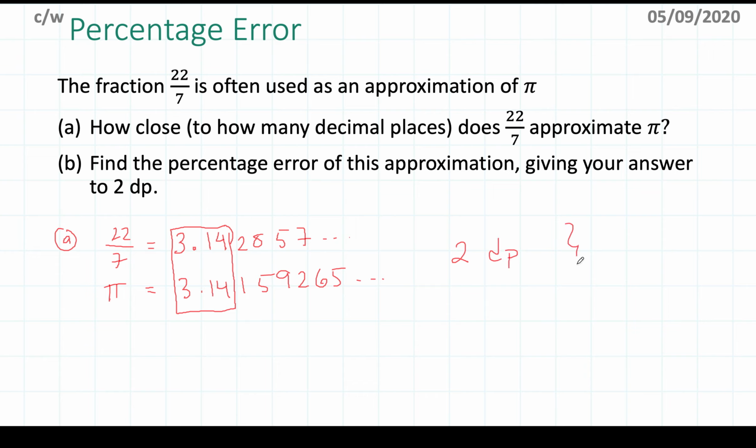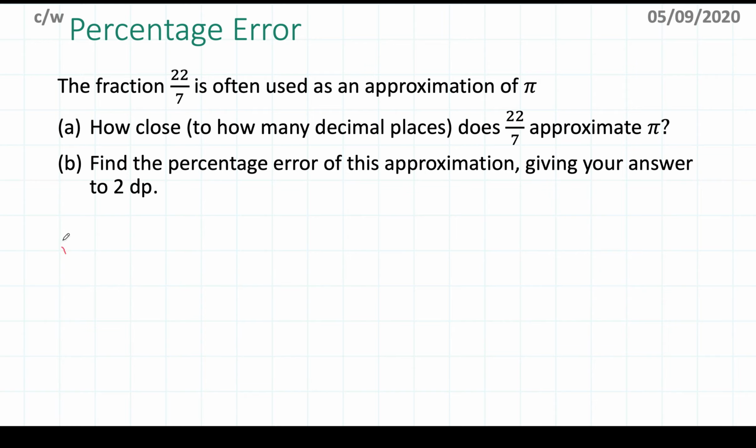An alternative method is to just go 22/7 minus pi, or pi minus 22/7, and you'll notice that it's going to give you 0.001264 and so on. So it means that they matched up until 2 decimal places.